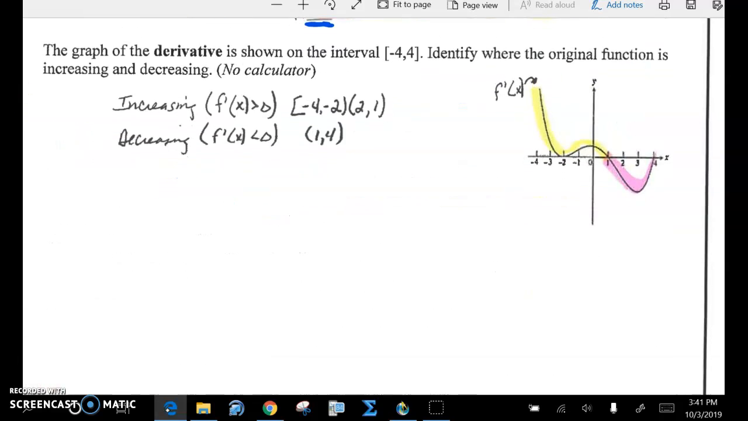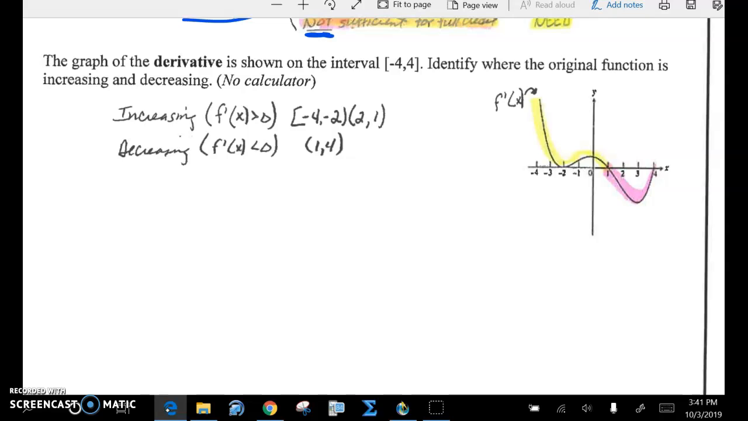Now moving down here, here's a graph, actually fairly simple. They give you the first derivative, shown from -4 to 4. Identify where the original is increasing and decreasing. No calculator. Easy: all I do is look at where my first derivative is positive. That's where it's increasing. Notice how they have it broken right there, -4 to -2. They treat it as if it stopped right there. At -2 it's 0, so it's kind of one of those questionable points.